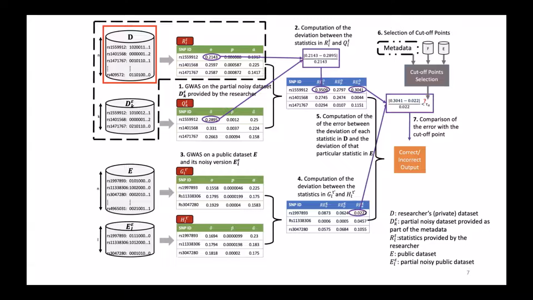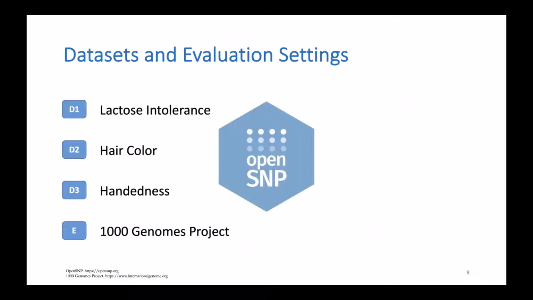If the error is smaller than the cutoff point, then the statistic provided by the researcher is classified as being computed correctly. Otherwise, it is classified as incorrect. Please check the paper for more details. We use two different genomic datasets for evaluation, the OpenSNP dataset and the 1000 Genomes.